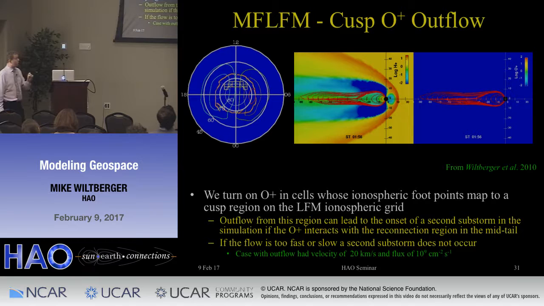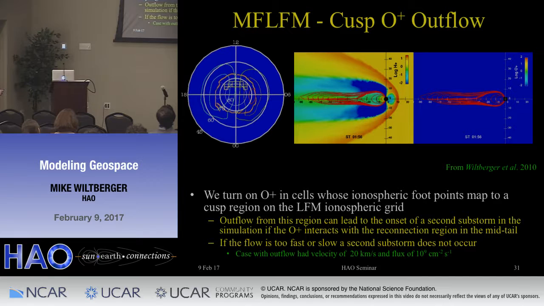So one of the first things we did to try to look at outflow was to concentrate on O plus ions that are flowing out of the ionosphere into the magnetosphere. And once we had finished the development of the multi-fluid version of the LFM, I pioneered some work here looking at outflow coming from the cusp, the region here associated with the higher fluxes and convergence of the field lines in the magnetosphere, and identified a set of cells in the ionospheric domain and said, okay, I'm just going to create some outflow to come out of that region and flow down into the magnetosphere.